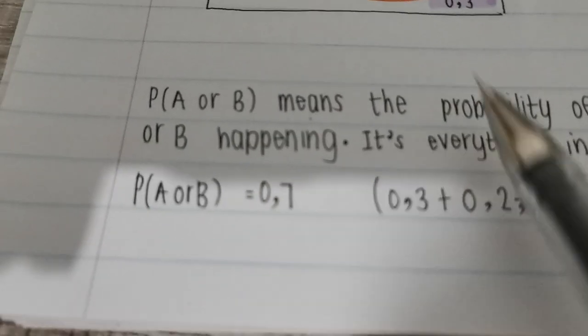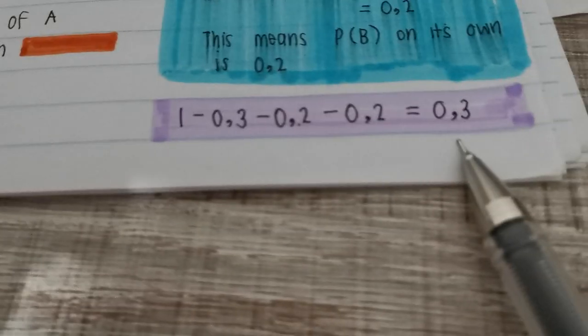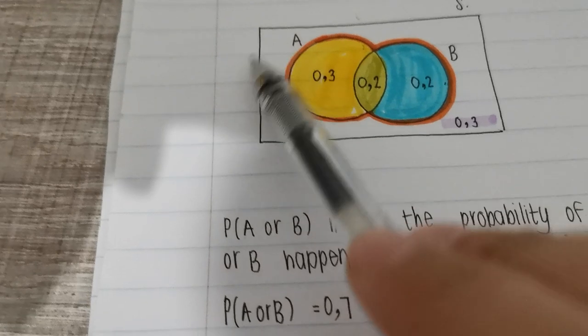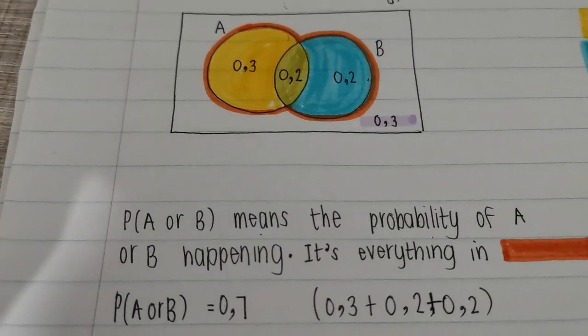But anyway, I just added 0.3 plus 0.2 plus 0.2, and it gives me 0.7. You could have done it that way. You could have also just said 1 minus the 0.3 because, if the whole thing is 1 and 0.3 doesn't lie within it, then obviously that's 0.7.